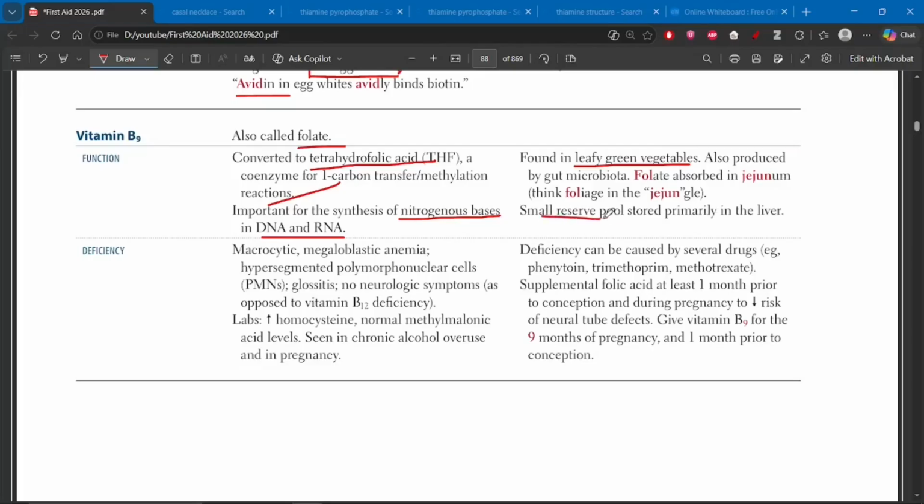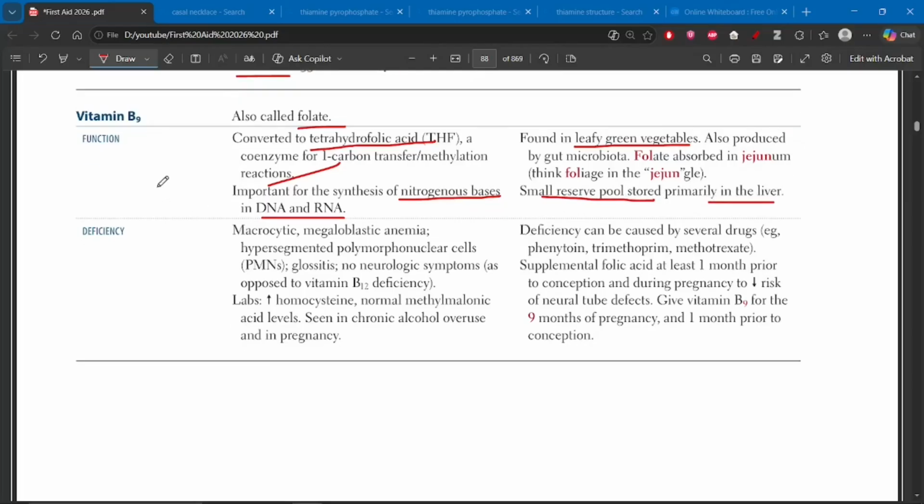It has a small reserve pool, stored primarily in the liver, as opposed to vitamin B12. They are primarily studied together. Vitamin B12 has a large pool, right? B9 has a small pool, and vitamin B12 has a large pool. So if it is chronic malnutrition, you can think about B12. If it's recent malnutrition, you can think about B9.